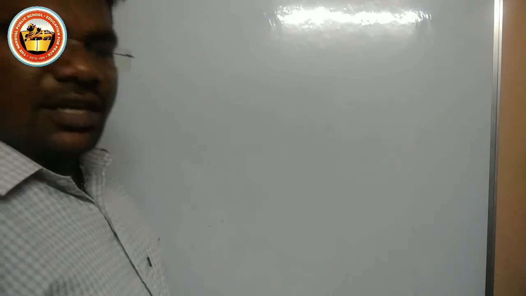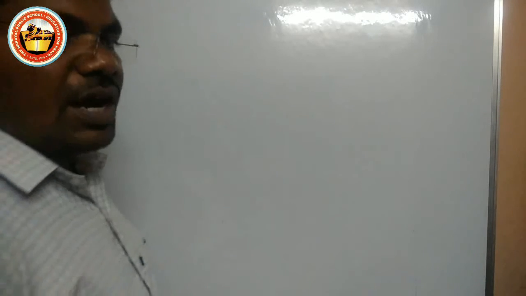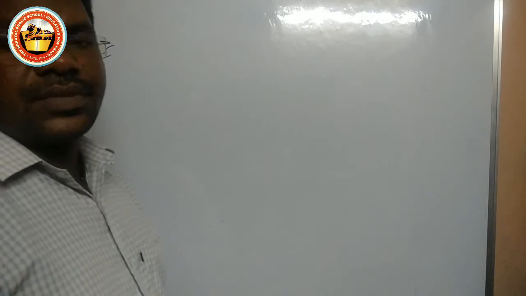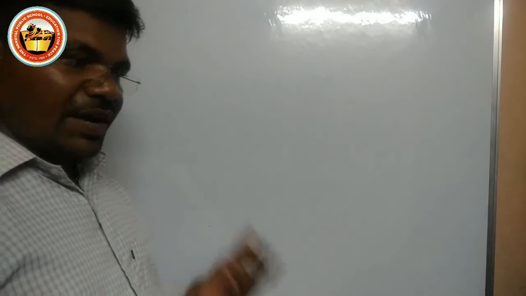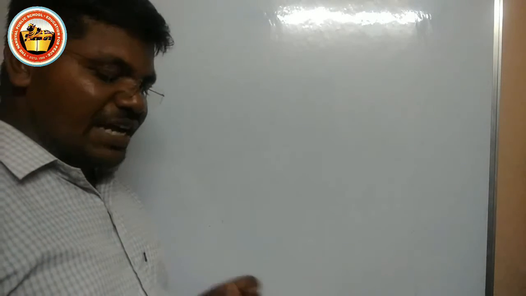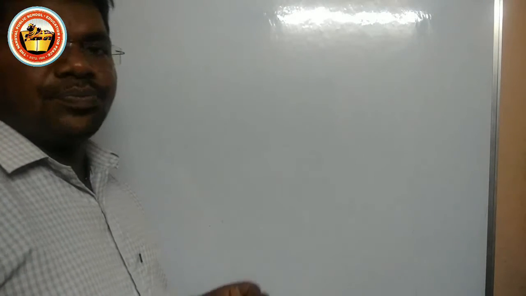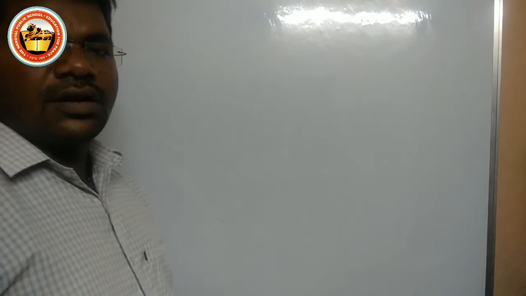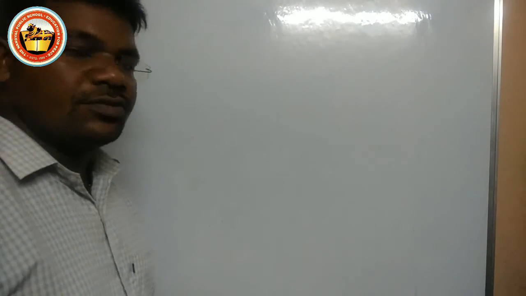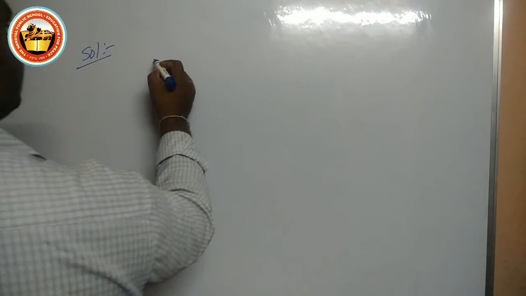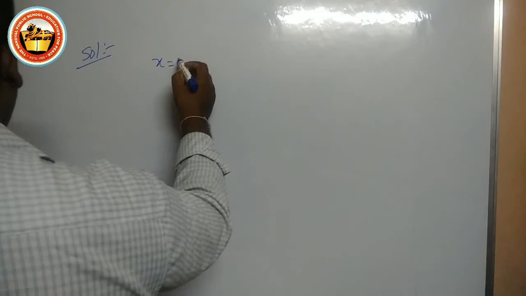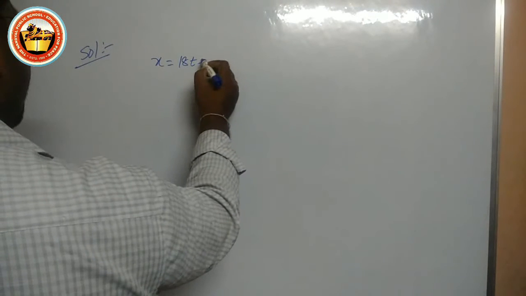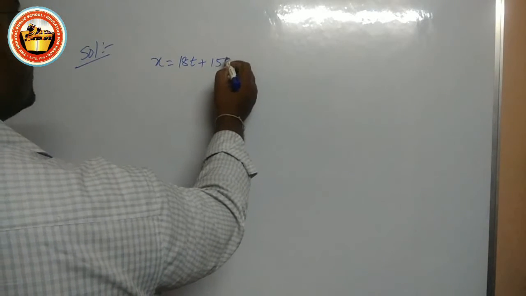Distance or the displacement. From that we have to find velocity, and after finding velocity we can find the velocity at t equal to 0 and at t equal to 2 seconds. They gave the equation x is equal to 18t plus 15t square.